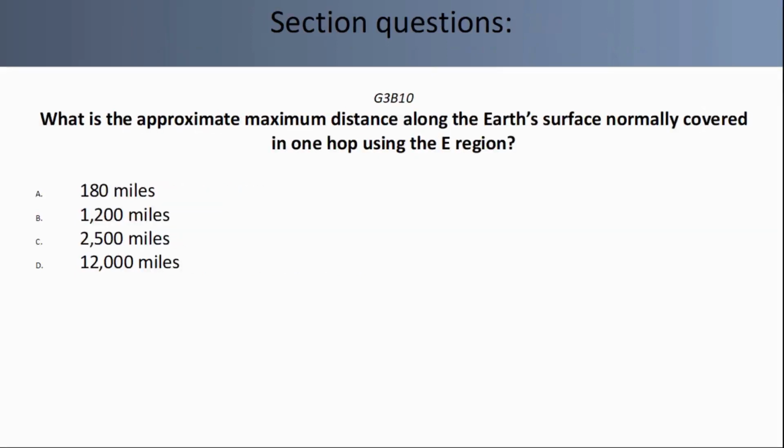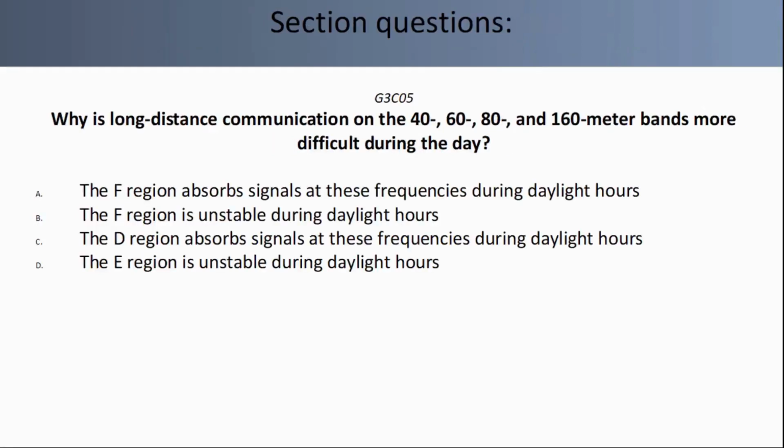What's the approximate maximum distance along the Earth's surface normally covered by one hop using the E region? E region is lower, so it's not going to be 2,500 miles. It's not going to be 1,200 miles. 180 is awfully short. The answer is 1,200 miles, 1,200 miles for a single hop in the E region.